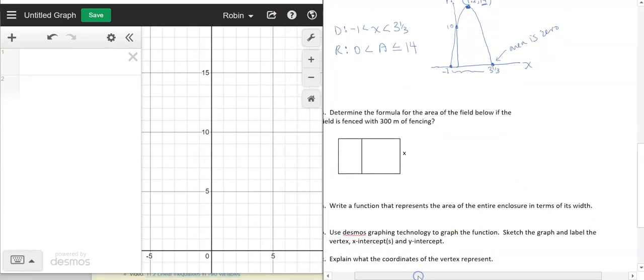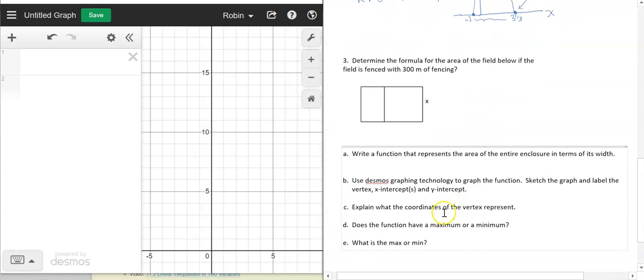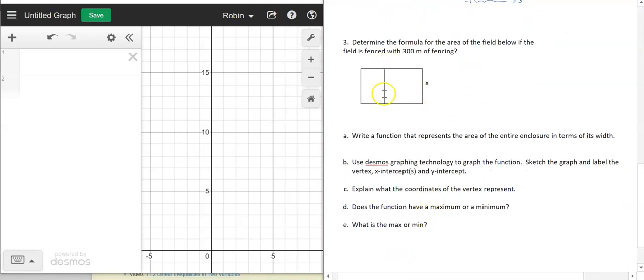So here I have a rectangle, but I put another line through this rectangle. Okay? I can put as many lines as I want through this rectangle. The area of this rectangle doesn't change, right? The area is always length times width.